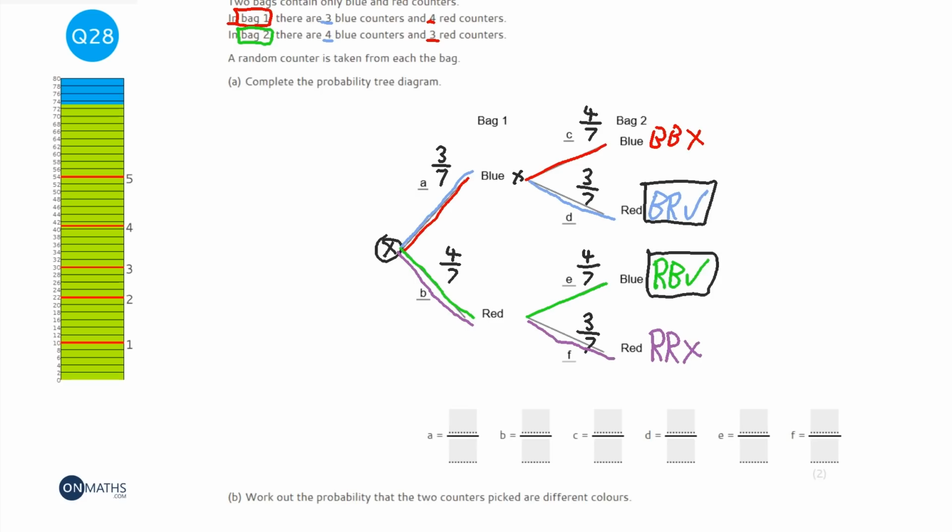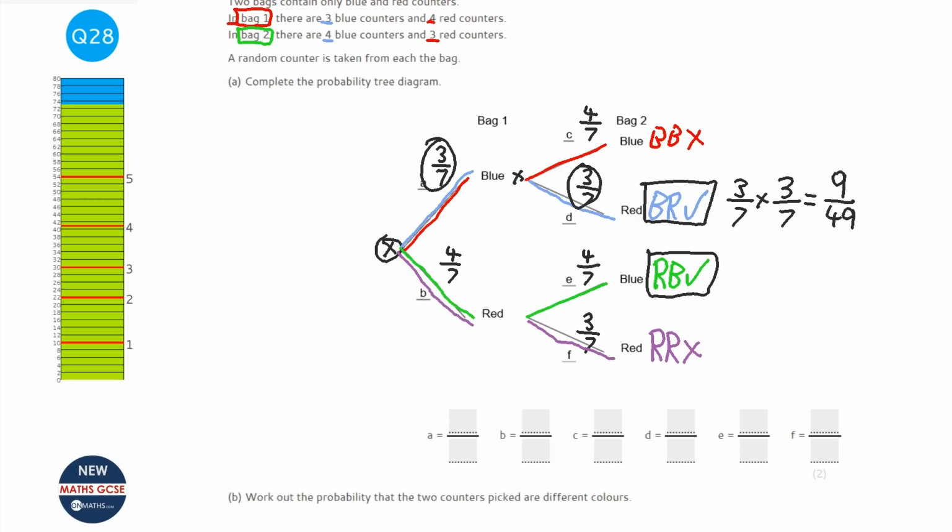Now the way of working out the probability of ending on either of those is just to write down the fractions that you passed to get there. So I passed this one, so 3 over 7, and I passed this one, so another 3 over 7. And then what you do is you times them. Now to times fractions, you just times the tops times the bottoms. So 3 times 3 is 9, 7 times 7 is 49.